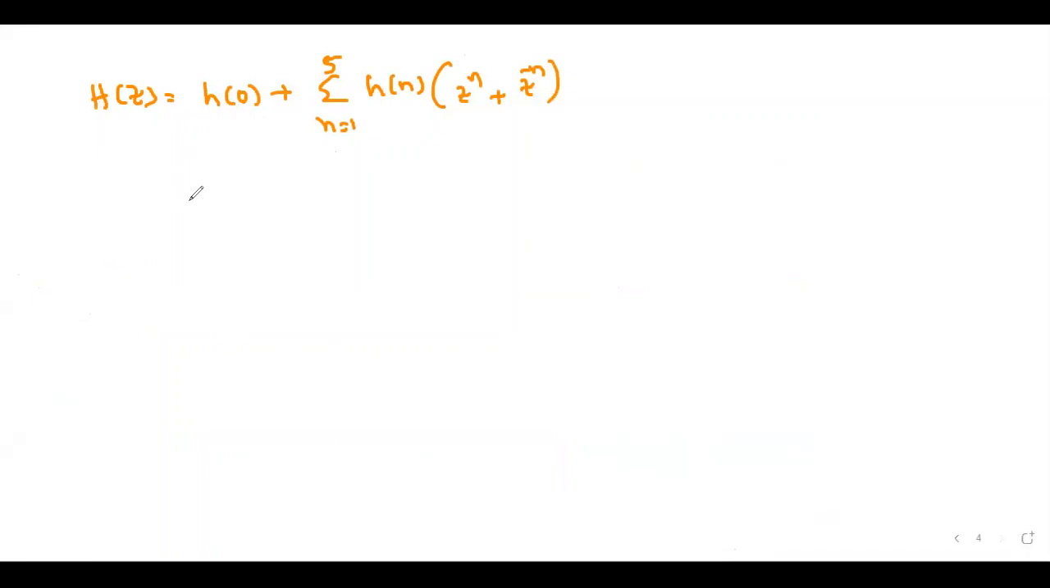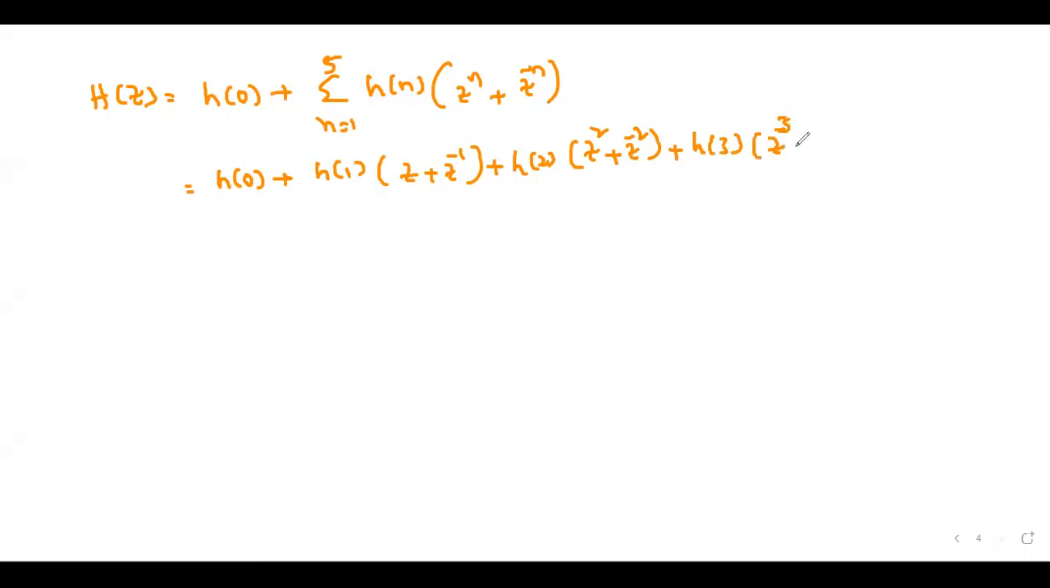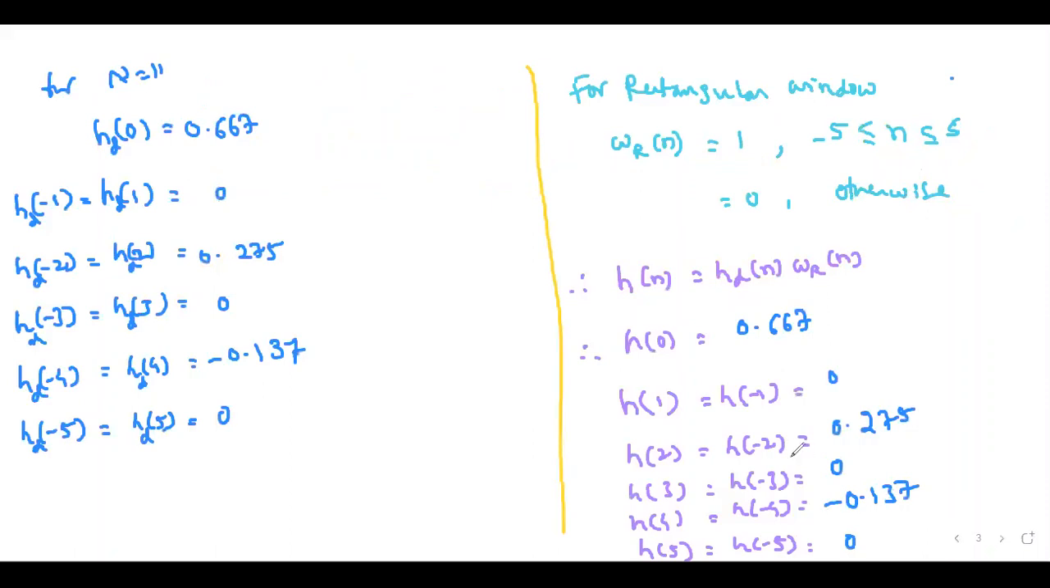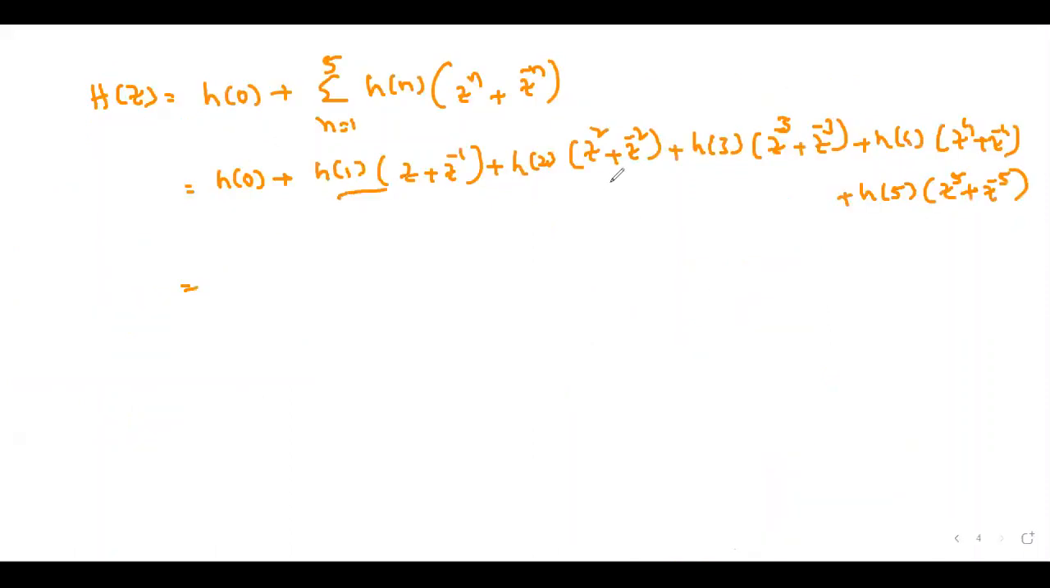Now, this is equal to h of 0 plus h of 1 into z plus z power minus 1, plus h of 2 into z square plus z power minus 2, plus h of 3 into z cube plus z power minus 3, plus h of 4 into z power 4 plus z power minus 4, plus h of 5 into z power 5 plus z power minus 5. Now we substitute the values. Here, h of 1, h of 3, h of 5 are zeros. So we have only 3 terms remaining.